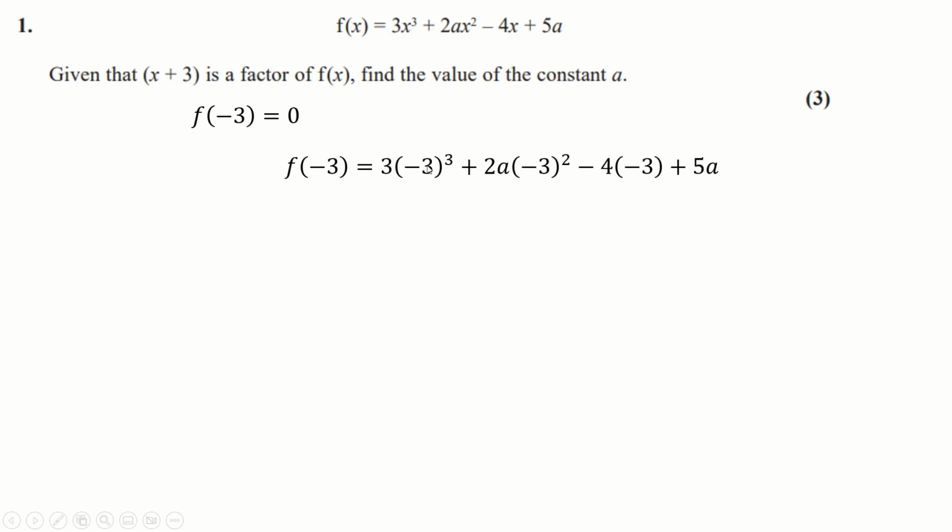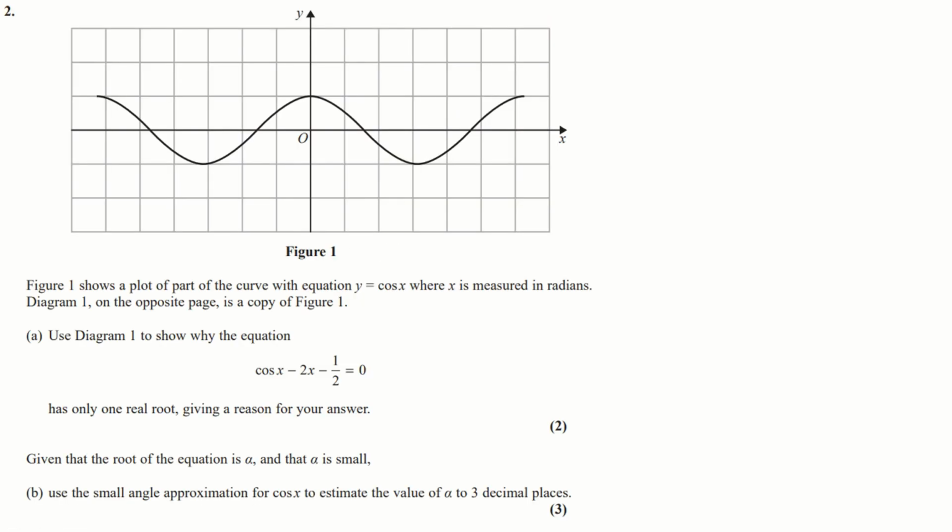Minus 3 cubed is minus 27, minus 3 squared is positive 9. Just be careful, two negatives here make a positive as well. We get this, we do some solving, and we just end up with a as 3. Good. Question number 2 then.